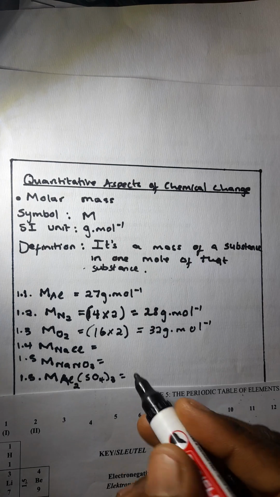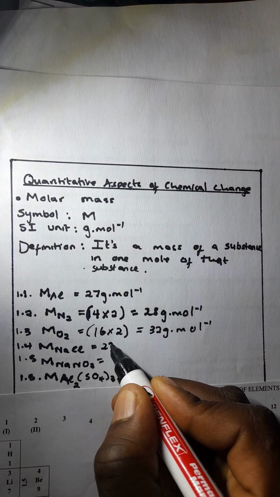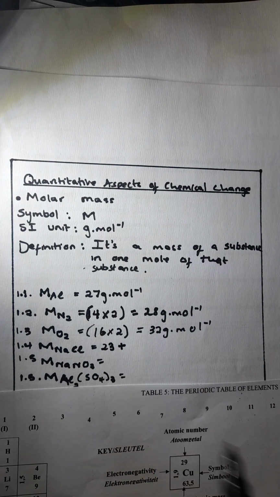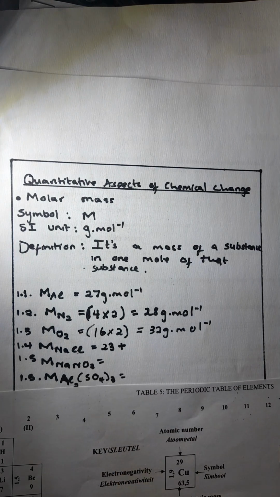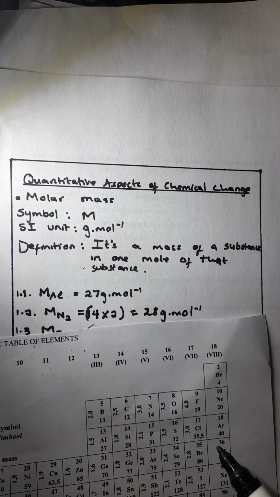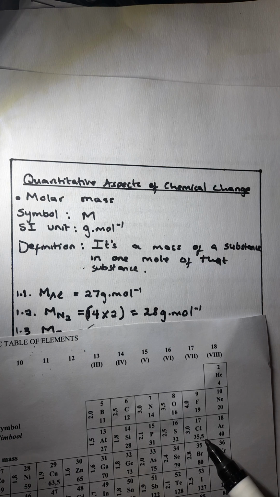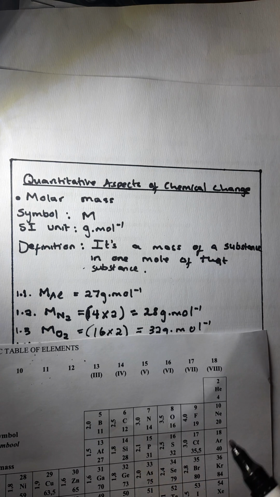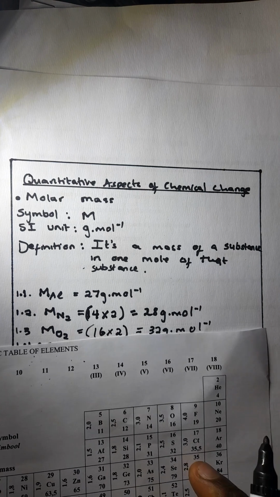So it's going to be 23 plus, what is the molar mass of chlorine? Each atom of chlorine is 35.5 grams per mole. Remember, chlorine gas is a diatomic element, but in this case we have only 1 atom of chlorine.